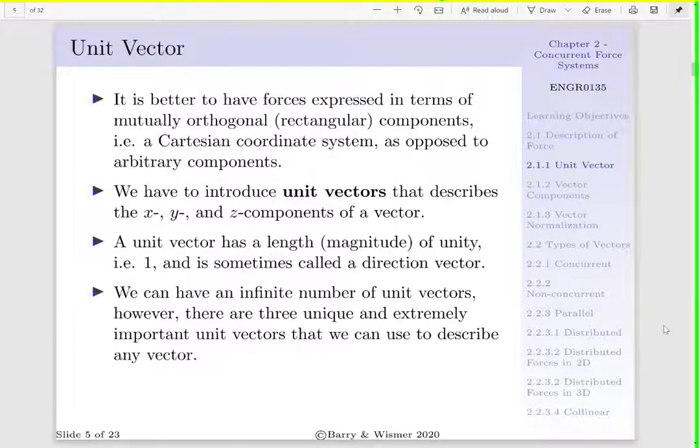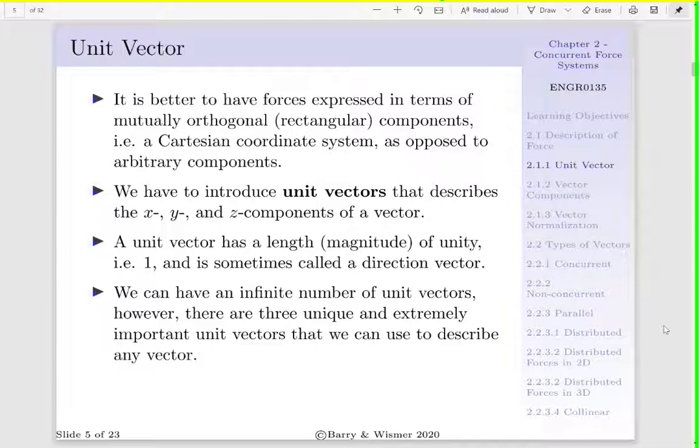Now, to best describe a force, we need to define a coordinate system. And our primary coordinate system is going to be a rectangular coordinate system, where our axes are mutually orthogonal. And this is known as a Cartesian coordinate system. Now, within the Cartesian coordinate system, we have unit vectors that describe our x, y, and z components of a vector, as well as our coordinate system.